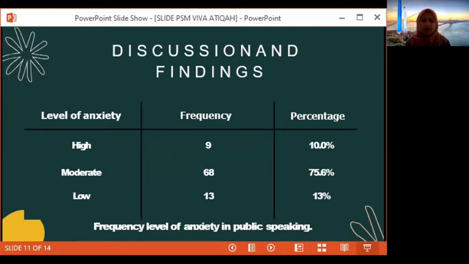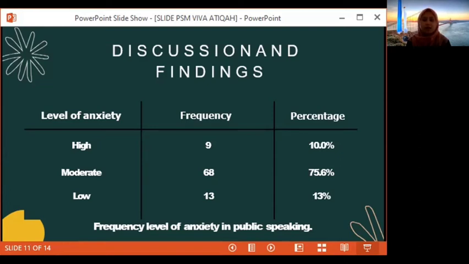As we can see here, anxiety frequency and percentage. These tables show the level of anxiety in public speaking overall for 90 respondents. The high level of anxiety is found among nine respondents, which is 10%, indicating that the language center students have few at the high level. Meanwhile, the low level of anxiety is 30%, with 30% of respondents, more than the respondents at the high level.